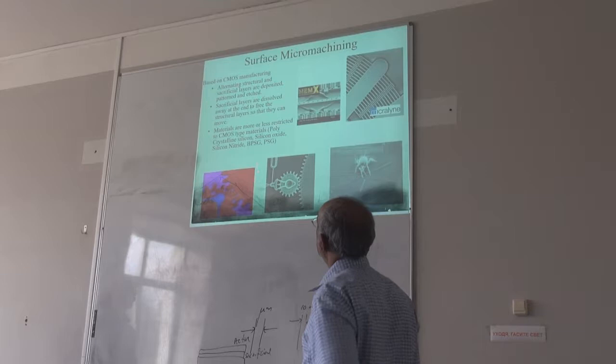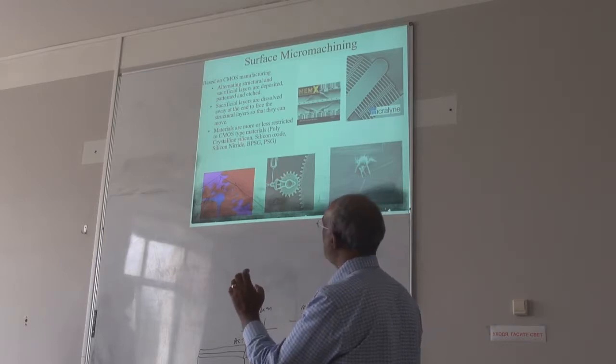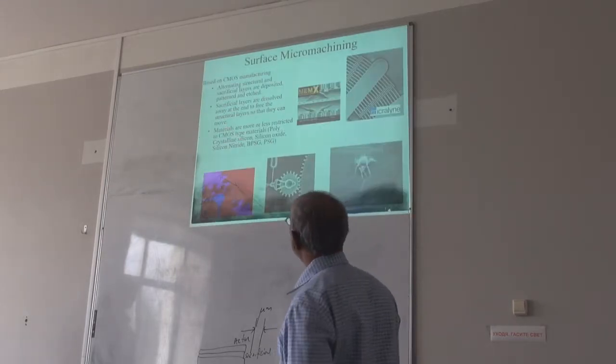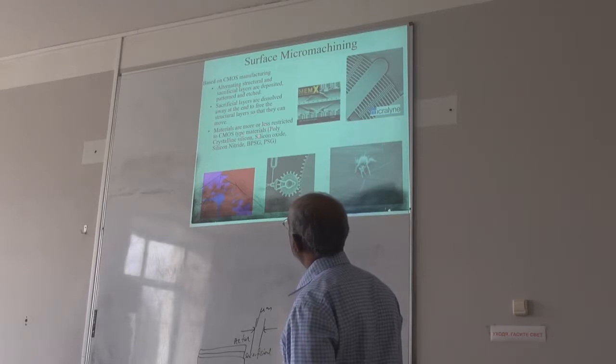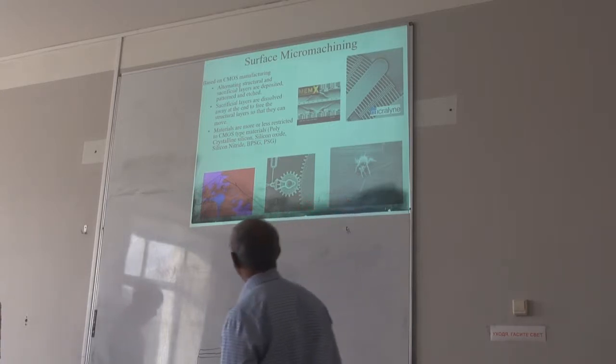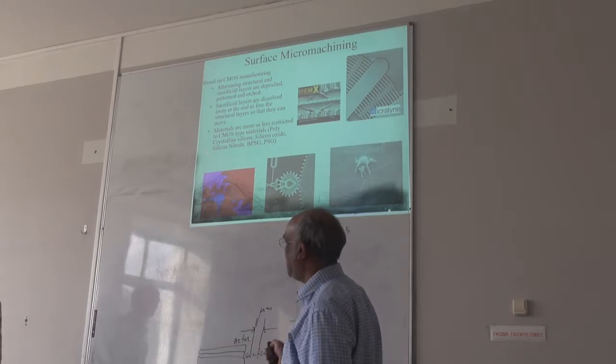But in this technique, they are very limited to very special materials. Things like polysilicon, silicon oxide, silicon nitride, phosphosilicate glass, and boron-doped phosphosilicate glass. So surface micromachining is limited to these materials.